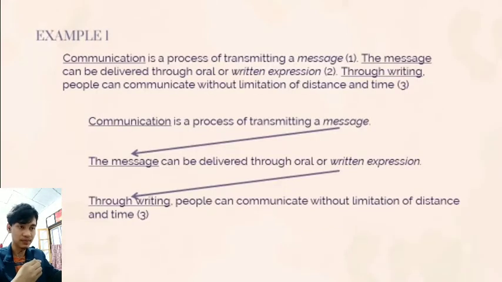This is the example. Communication is a process of transmitting a message. The message can be delivered through oral or written expression. Through writing, people can communicate without limitation of distance and time. So, see, communication is the theme, and what goes after that is the rheme. Meanwhile, in the second sentence, the message can be delivered through oral or written expression. So the message was part of the rheme of the previous clause.